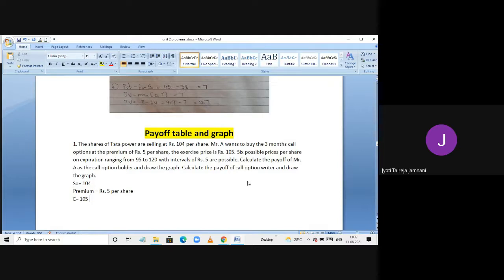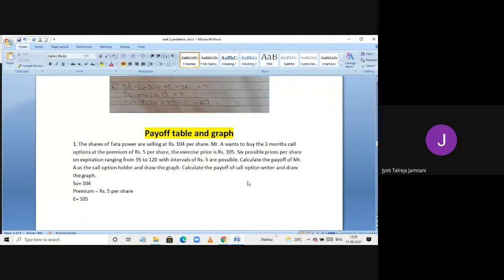See, we don't know after 3 months what the price will be. So they are giving you a range of prices. That means the market can be between 95 and 120, and the possible prices can be 95, 100, 105 with the interval of 5. That's what they're trying to tell. Now what we have to do is calculate the payoff of Mr. A as the call option holder and draw the graph. If these 6 prices prevail in the market, we have to find what gain or loss Mr. A will get, and show it in a graph.